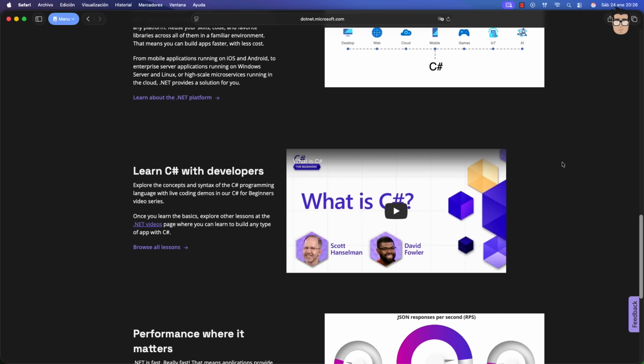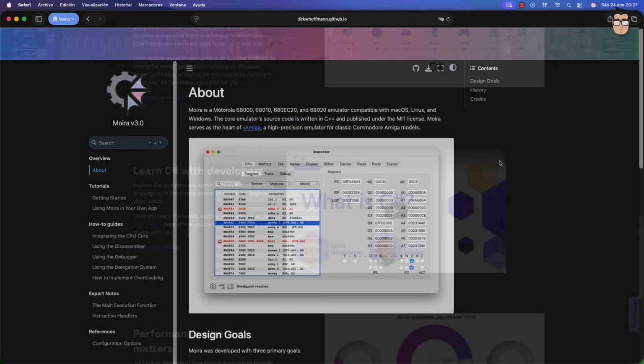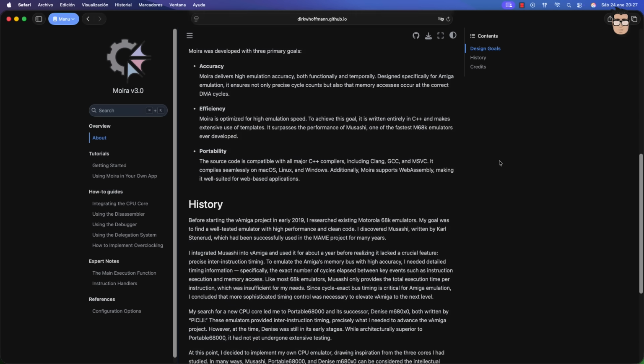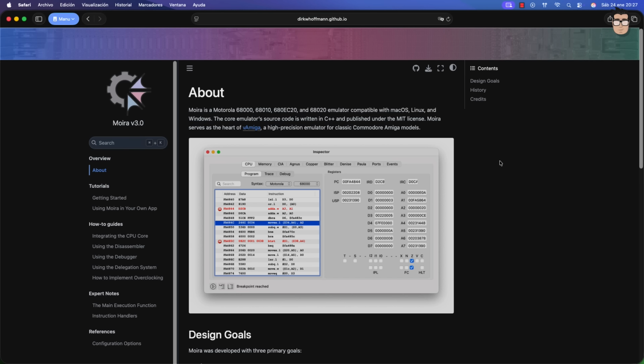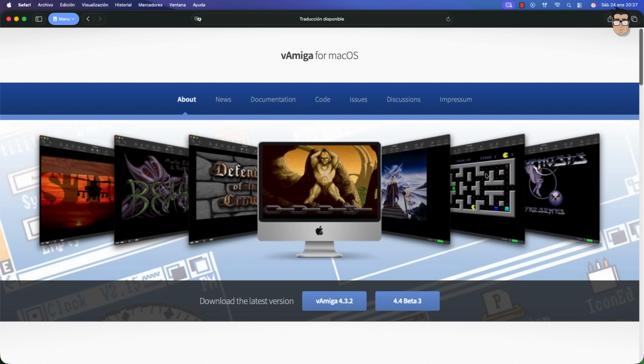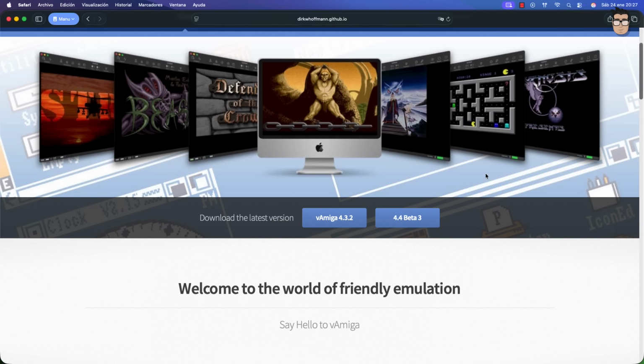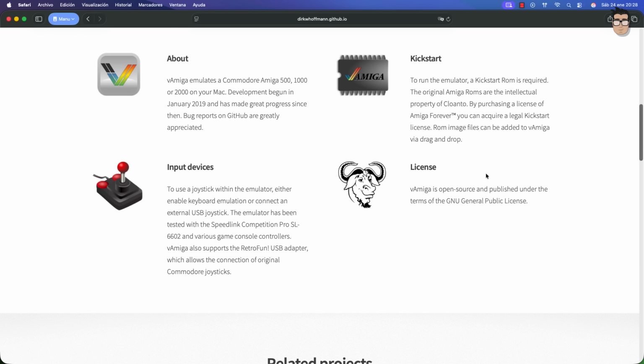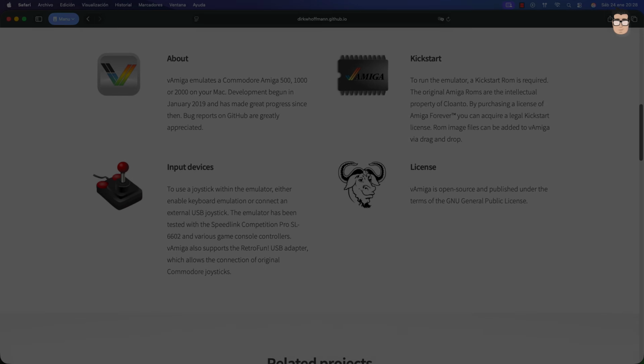The most important component to emulate is the CPU. It doesn't make much sense to write a Motorola emulator from scratch when there are already excellent ones available, such as Moira, a high-accuracy Motorola 68000 emulator written in C++ by Dirk Hoffmann that serves as the core of the well-regarded Amiga emulator vAmiga.